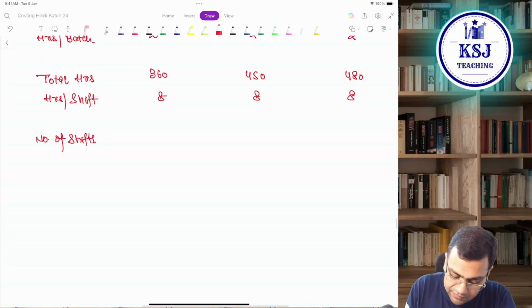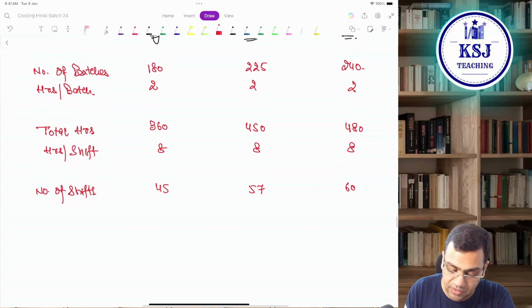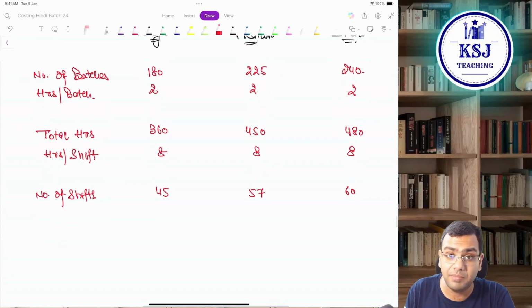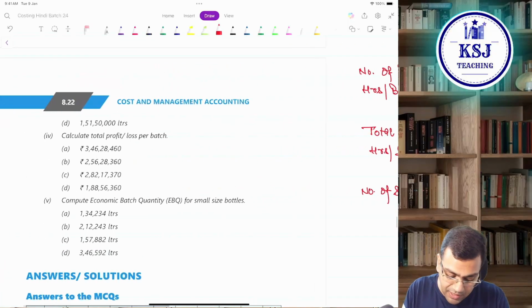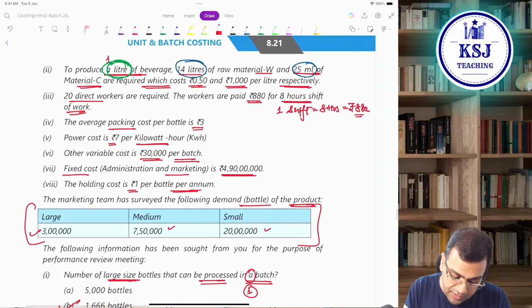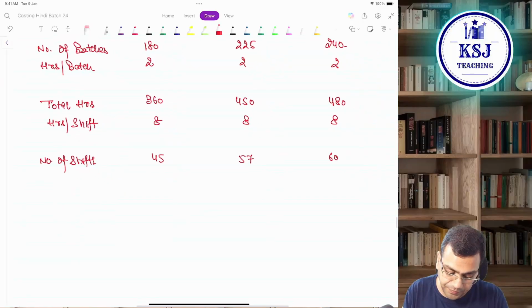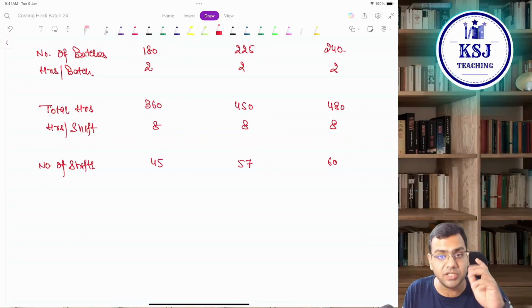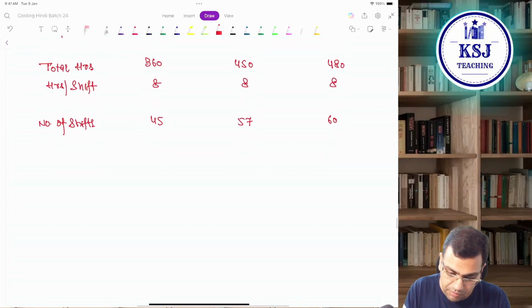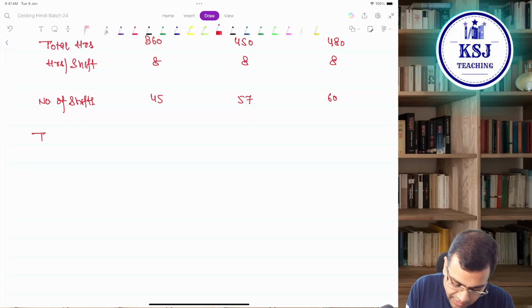Number of shifts, it will be 45, 57 and 60. This is for one worker. Now, what will be the total number of shifts? We will multiply it with 20 workers, because there are 20 workers who are working. Clear? So total hours per shift for every one worker is 8 hours. So number of shifts. So from here you will calculate your total shifts.